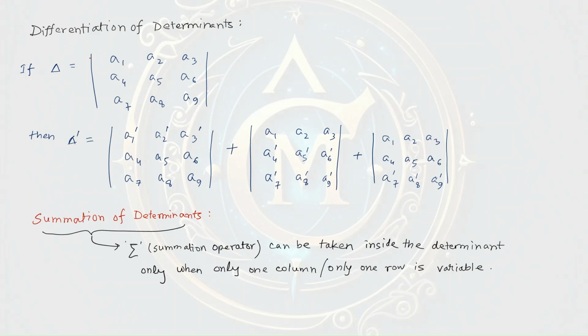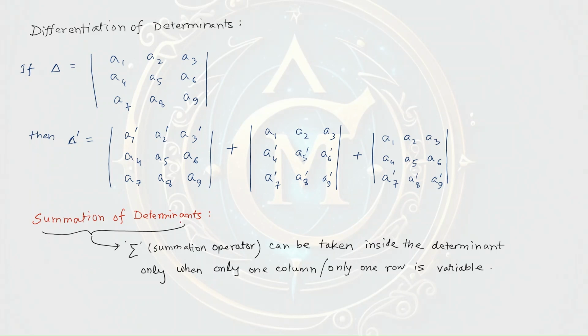Now coming to the topic, differentiation of determinants. If delta is this, then to calculate delta dash, you have to simply differentiate one row or one column of the determinant at a time. So here first we differentiate the first row and keep the rest of the determinant same. Then we differentiate the second row and then we differentiate the third row. And then we simply add all of this. This is the differentiation of this determinant.